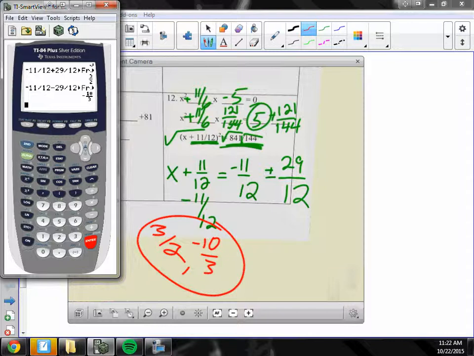So really, negative 11 plus 29 is 18 over 12, which simplifies to 3 over 2. Negative 11 minus 29 is negative 40 over 12, and if you take out a 4, you get negative 10/3.